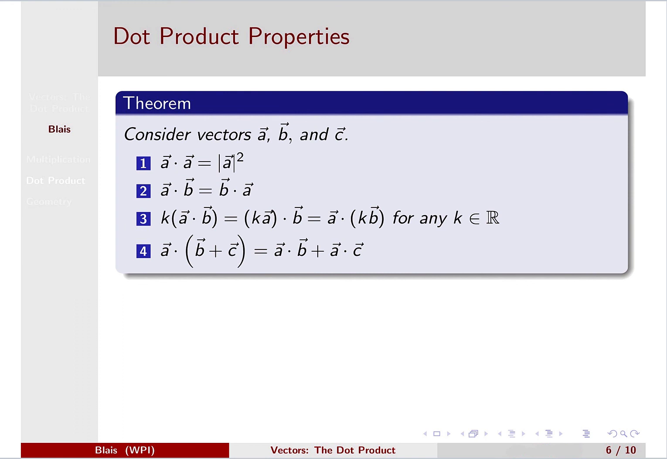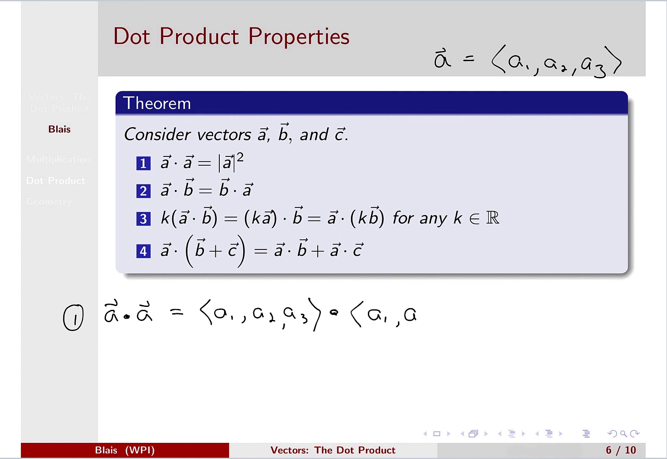Some basic properties of the dot product include the following. Suppose we have vectors A, B, and C. A vector dot product with itself is the same thing as the magnitude of the vector squared. We can see that if A is, as in the previous slides, (A1, A2, A3), and we take that dot with itself, multiplying the first components, we get A1 squared. Multiplying the second components, we get A2 squared. And multiplying the third components, we get A3 squared. And we can see that if you were to take the square root of this, you would have the magnitude of A. And so we see that this is, in fact, the magnitude of A squared.